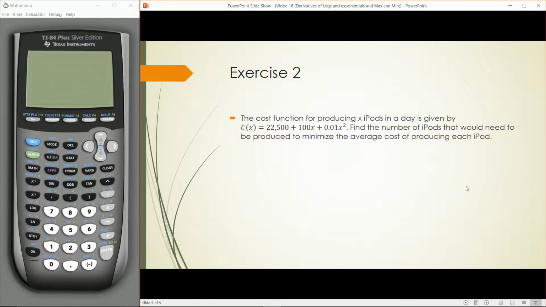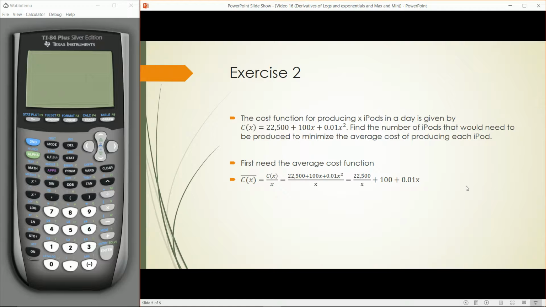The cost function for producing x iPods in a day is given by this formula here. Find the number of iPods that would need to be produced to minimize the average cost of producing each iPod. So go ahead and work through this. If you need help, I'll continue in a moment, but try and do it yourself. All right, hopefully you're done, or if you need help, the first thing you should do is find the average cost function. So here's this.